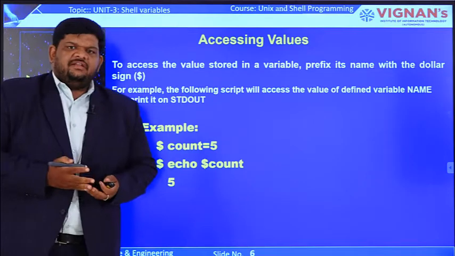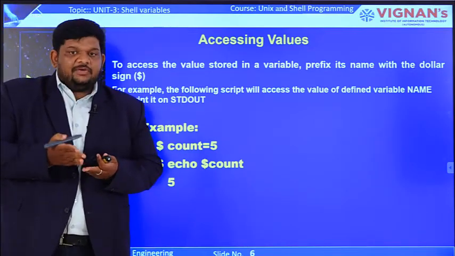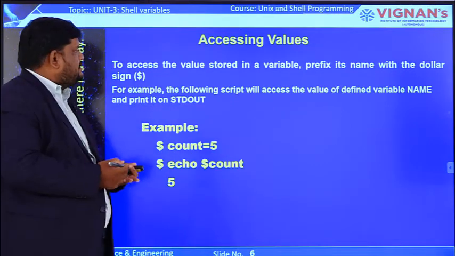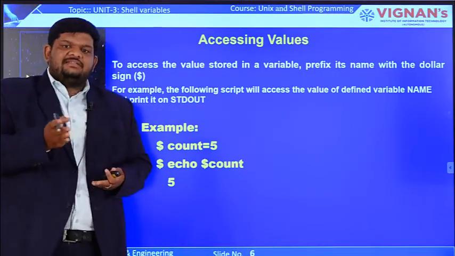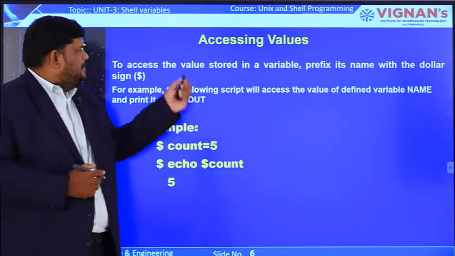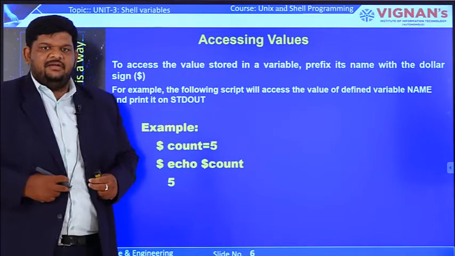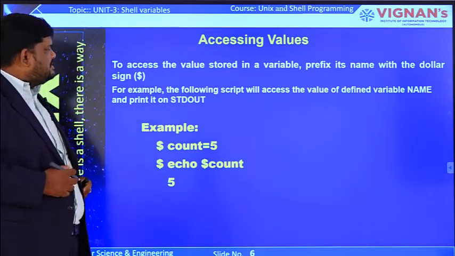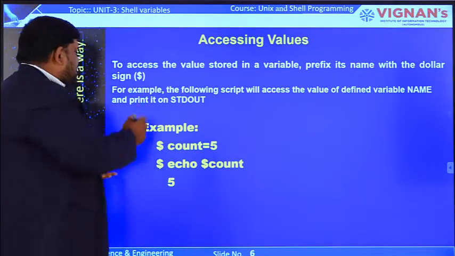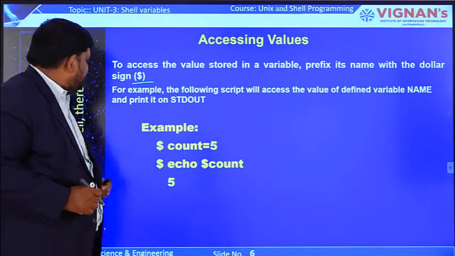Okay, we've seen how we define variables and what rules we have to follow while writing variable names. Now let us see how we are going to access the values that are present in a variable. The topic is accessing values present in variables. To access the values, we prefix the variable's name with the $ sign. I will explain with an example.